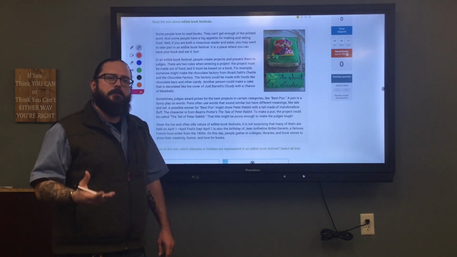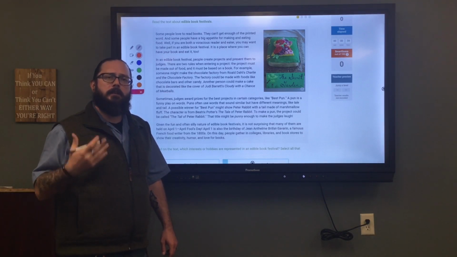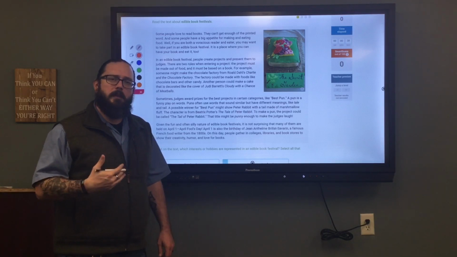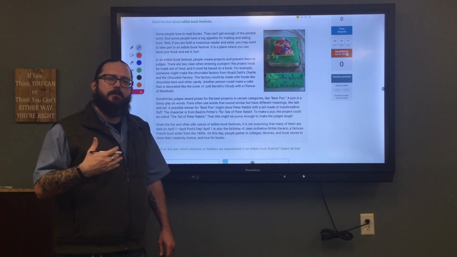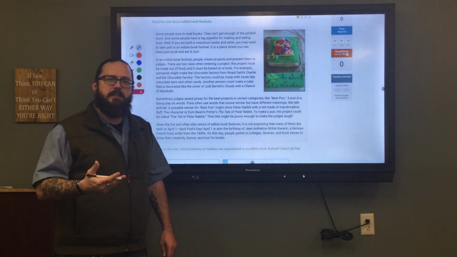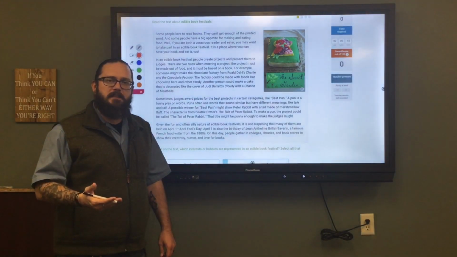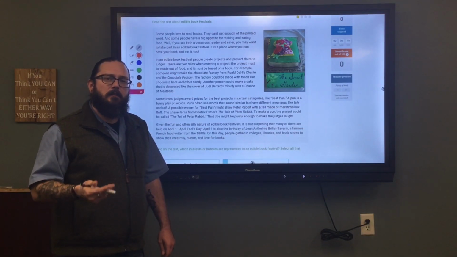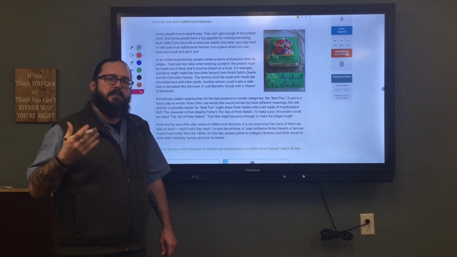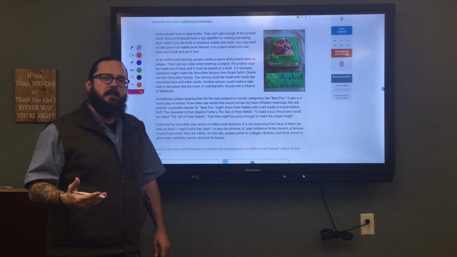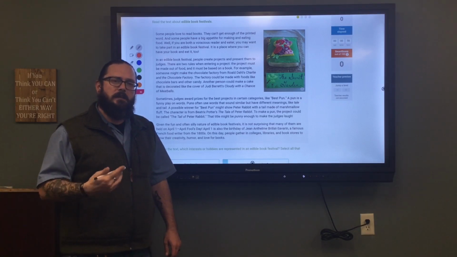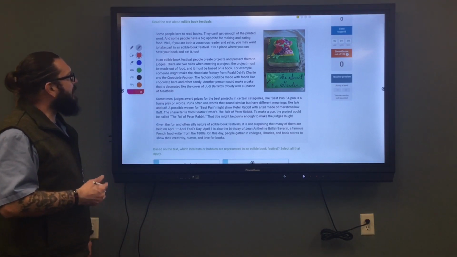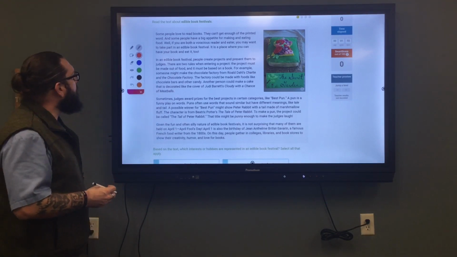Now that we've had an opportunity to practice with a couple of literary texts, let's see if we can apply what we learned in Lesson 1 and identify details that will help us make inferences in informational texts. So we're going to look at a couple of examples from different styles of informational text to give us that opportunity to practice. Let's take a look at this passage about edible book festivals.